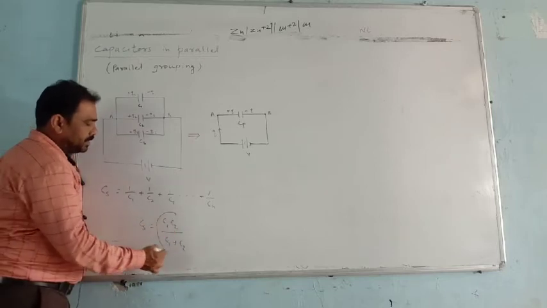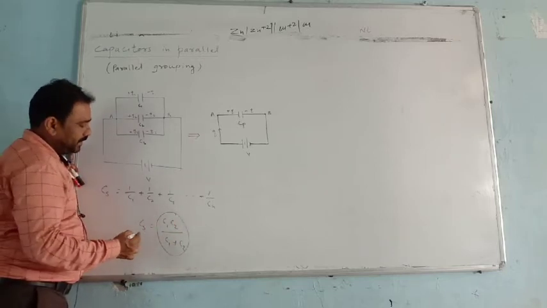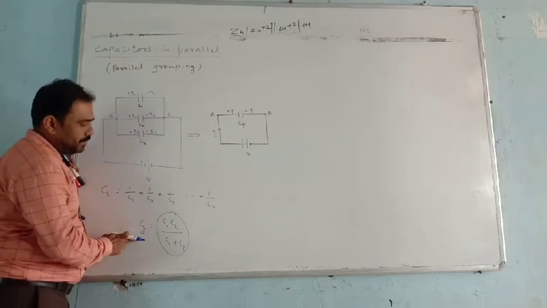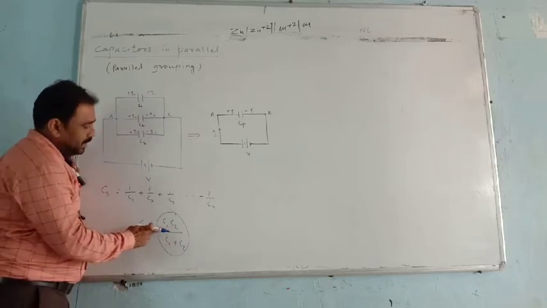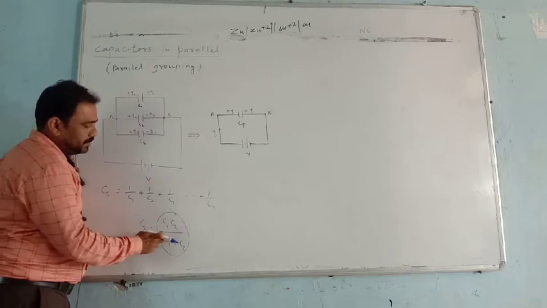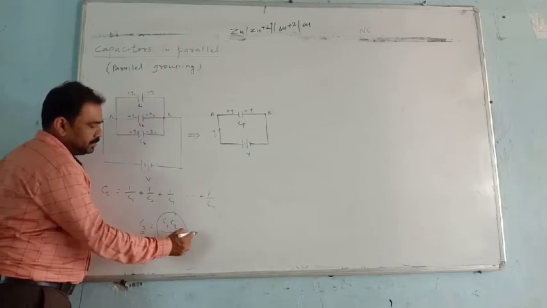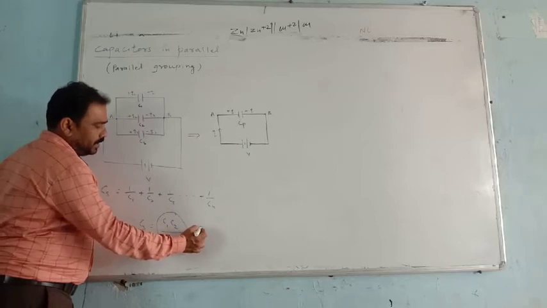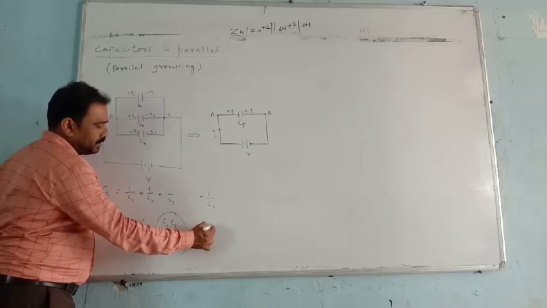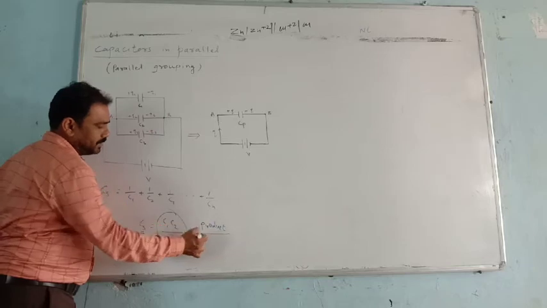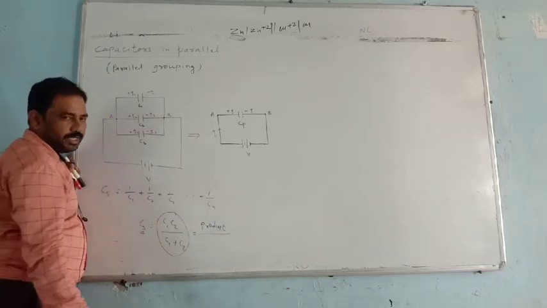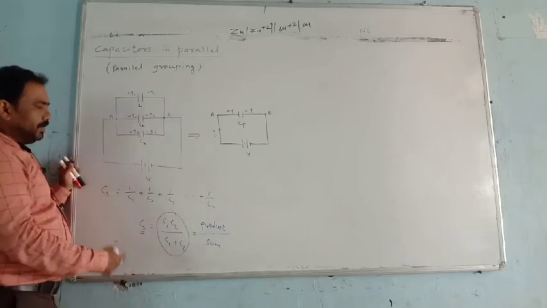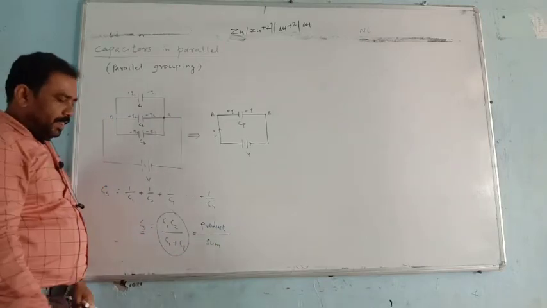If two capacitors are there, then we can easily find the equivalent capacitance for the series combination by using this concept, that is C1 into C2 upon C1 plus C2. So you should remember, in the numerator there is a product of capacitors, and in the denominator there is a summation. Okay, so I told you all of these things.